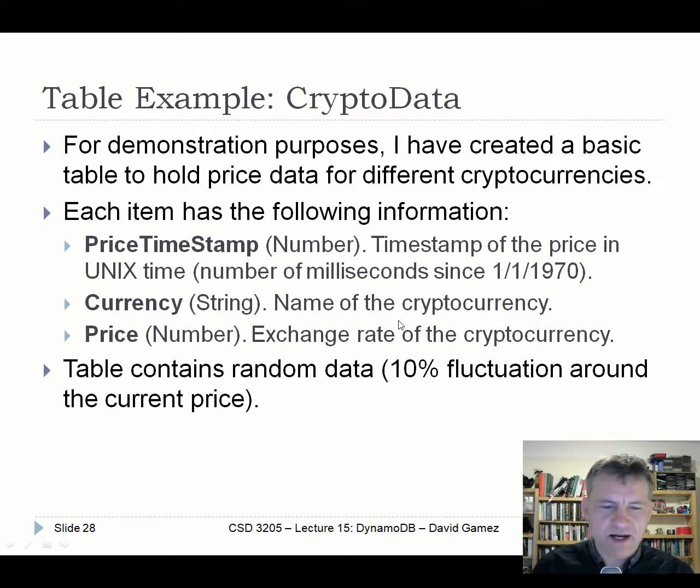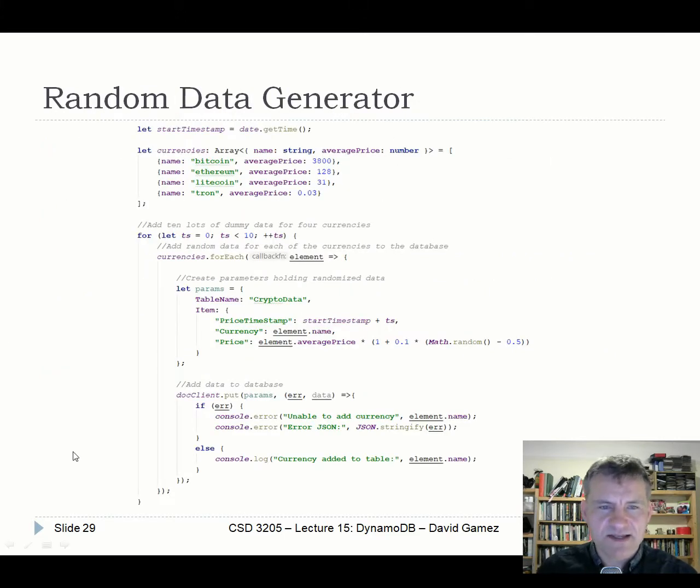And I wrote a little bit of code that fills this table with random data. So I got the current prices, added a 10% fluctuation for each of the currencies, and just dumped a load of data in so I could use it as an example. So I included this in the example code for this week, but I'm not going to go into the details here yet.